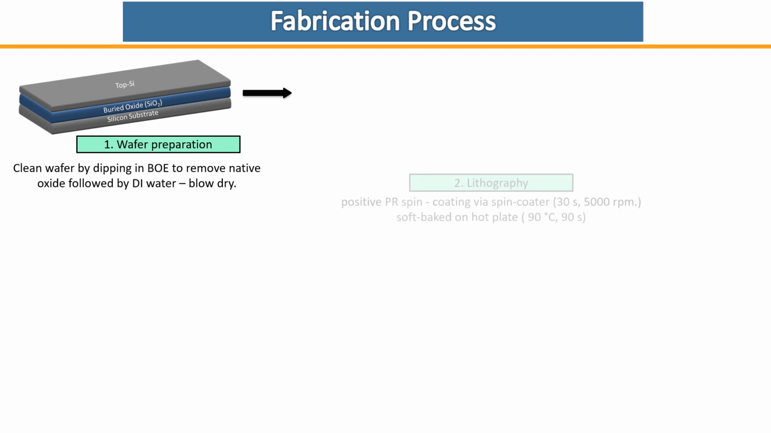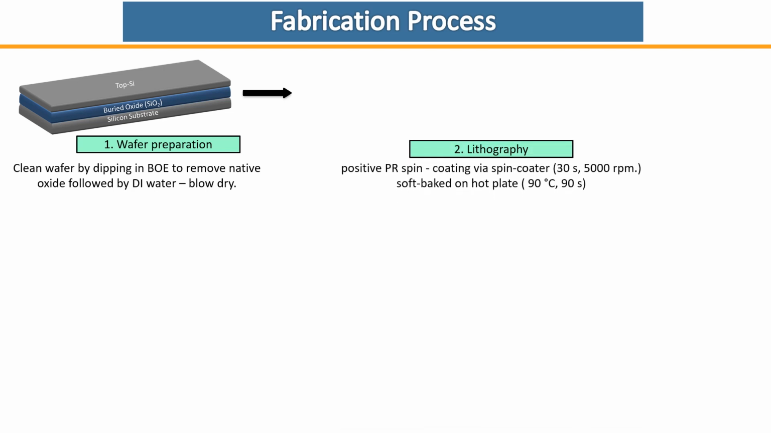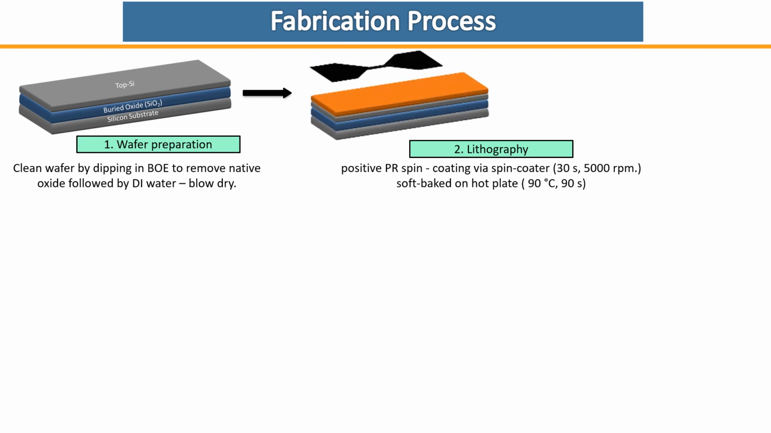On top of the silicon of the SOI wafer, the lithography process began with a positive photoresist spin coating via a spin coater for 30 seconds at 5000 rpm. After the mask transfer, the resist was soft baked on the hot plate at 90 degrees Celsius for 90 seconds to enhance the adhesion of the photoresist to the wafer surface.